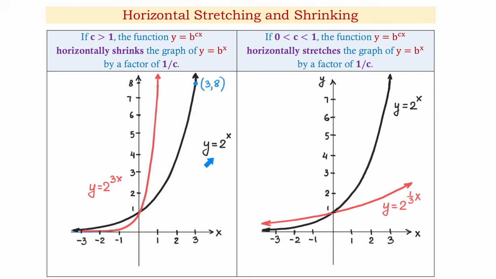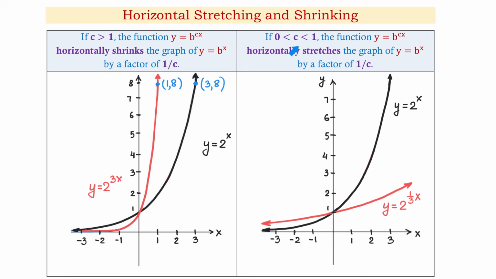For example, in this function, when x is 3, y is 8 because 2 to the third power equals 8. Now, to get the same y-coordinate for this function, the value of x must be 1 because when x is 1, 3 times 1 is 3, and 2 to the third power will be 8. So then, we can say that the x-coordinates of this function are the x-coordinates of this function multiplied by 1/3. So this means that if we take this 3 and we multiply it by 1/3, we will get 1.